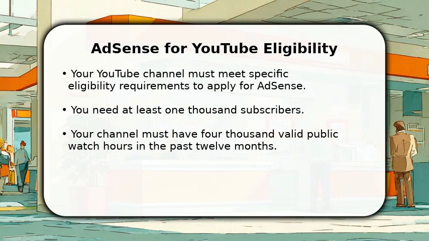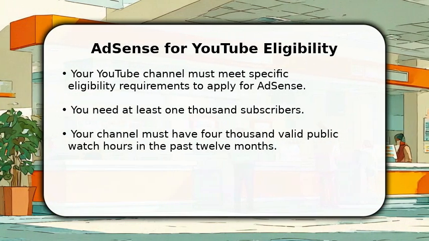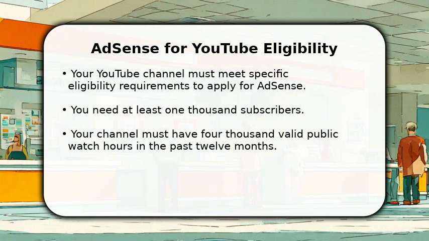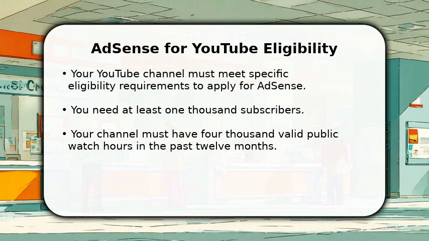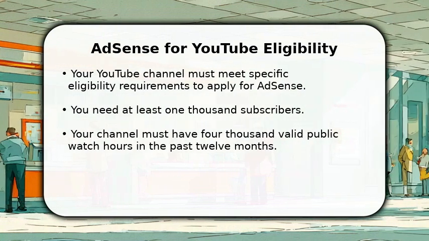In this video, I will explain how to sign up for AdSense for YouTube. First, your channel needs to meet eligibility criteria. You'll need at least 1,000 subscribers and either 4,000 valid public watch hours over the past 12 months or 10 million valid public shorts views in the last 90 days.